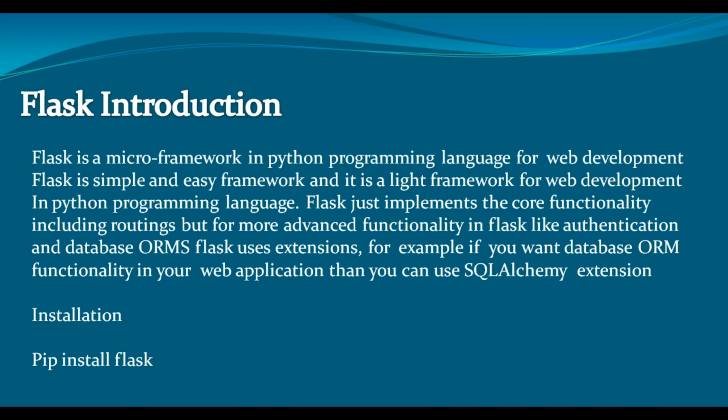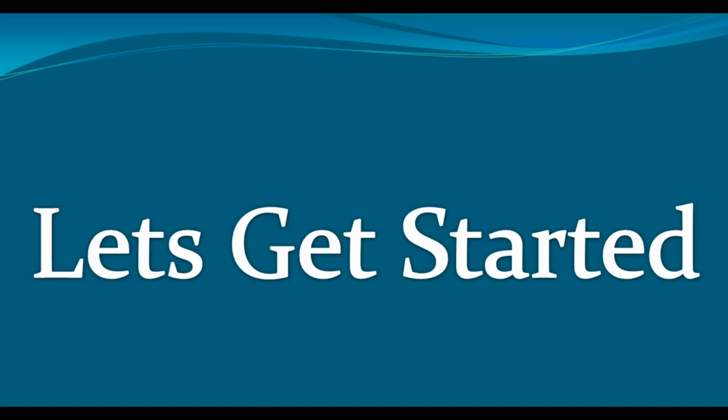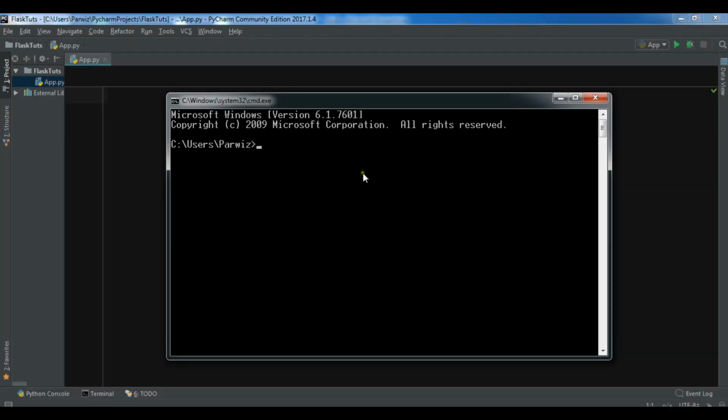For installing, you can just open your command prompt, and simply write pip install Flask and it will be installed. Now I'm going to open my PyCharm IDE and we are going to start our coding and create our first web application in Flask. Okay guys, if you want to install, you can simply run pip install Flask and it will be installed.